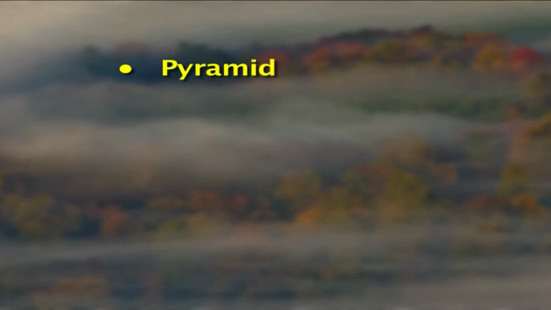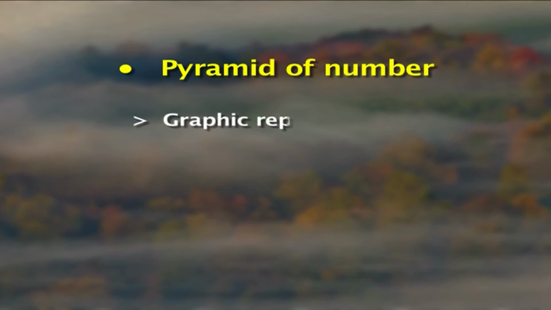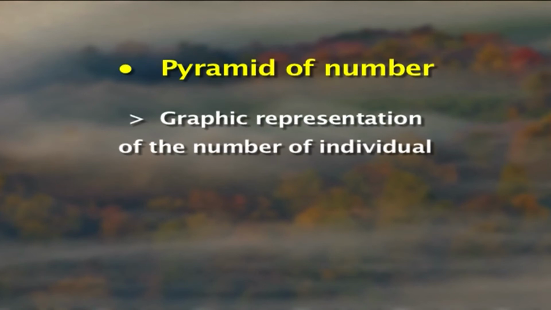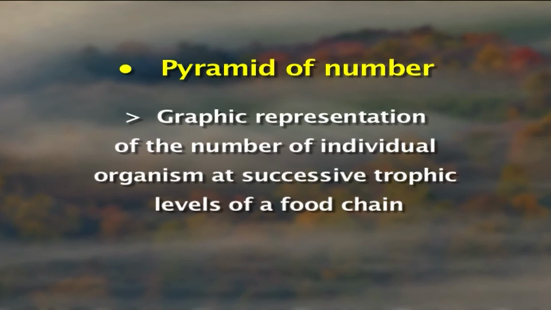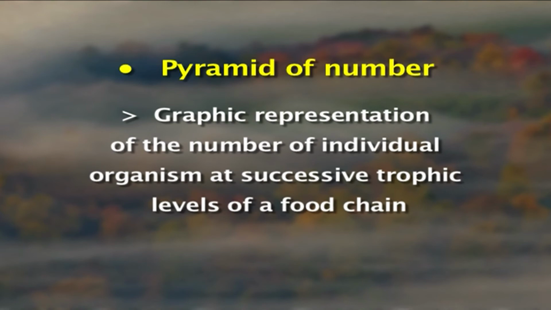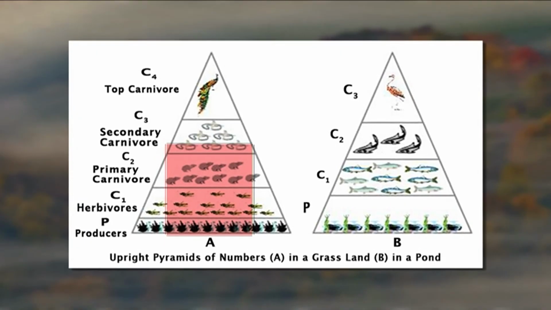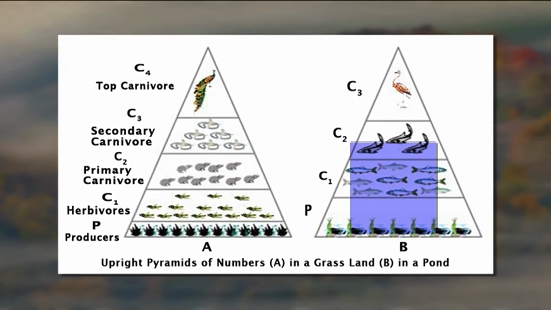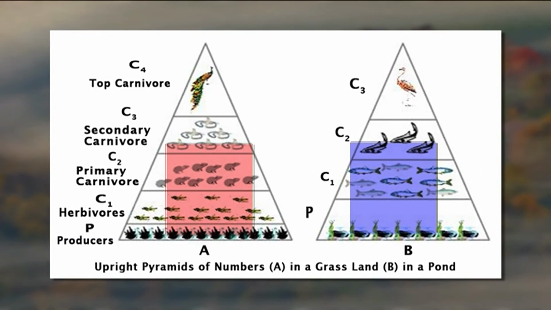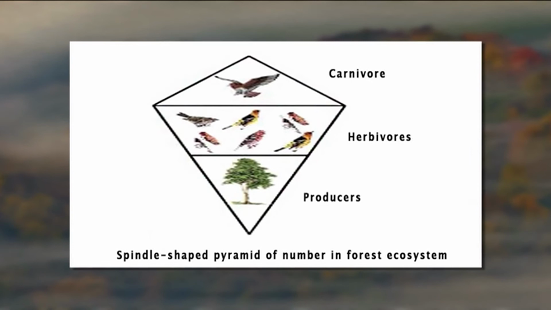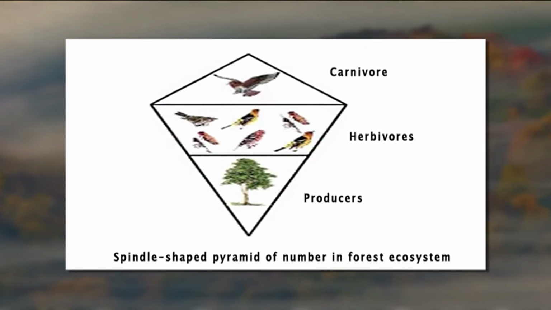Now first, pyramid of number. It is a graphic representation of the number of individual organisms at successive trophic levels of a food chain. The base of the pyramid is occupied by the number of producers, with top carnivores at the top and other consumers forming the intermediate tiers. In most of the cases, such as grassland and pond ecosystems, the pyramid of number is upright. In a forest ecosystem, pyramid of number is spindle shaped.